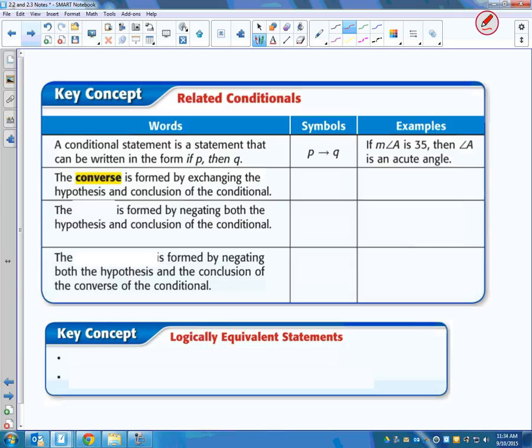So, new words. The converse. The converse of a conditional statement is made by exchanging the hypothesis and the conclusion. So switch it around. What would this statement say if I switched the hypothesis and the conclusion? No, you still keep the if and the then part. You just change the words that are next to it. It still starts if this, then this. If angle A is an acute angle, then... exactly right.